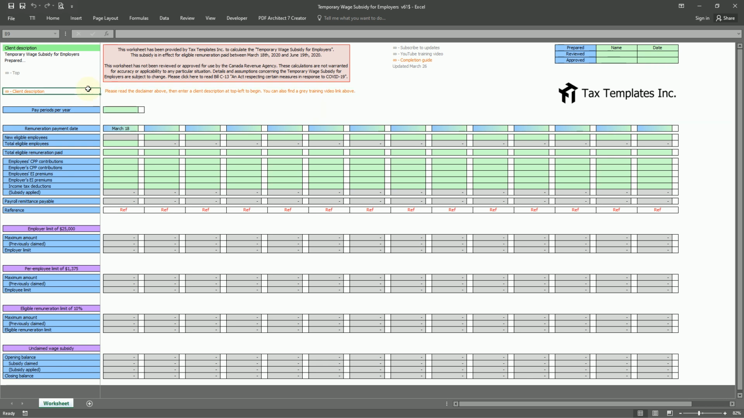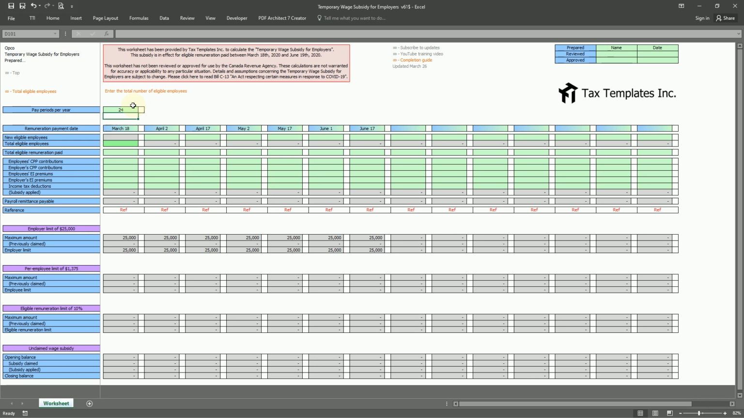The first instruction from the completion guide is to enter the client description. Once this has been done, we'll move on to the next step, which is to enter the number of pay periods per year. I'll click the orange link, which will take me to the applicable cell. For semi-monthly, we'll use 24. The remuneration payment dates automatically populate, but can be modified as needed.